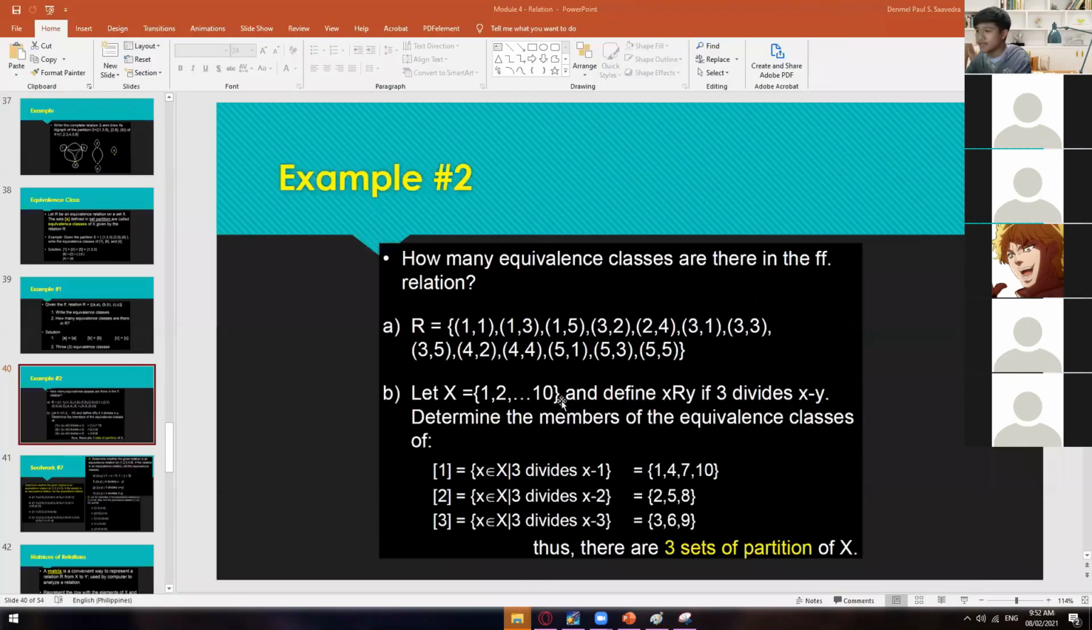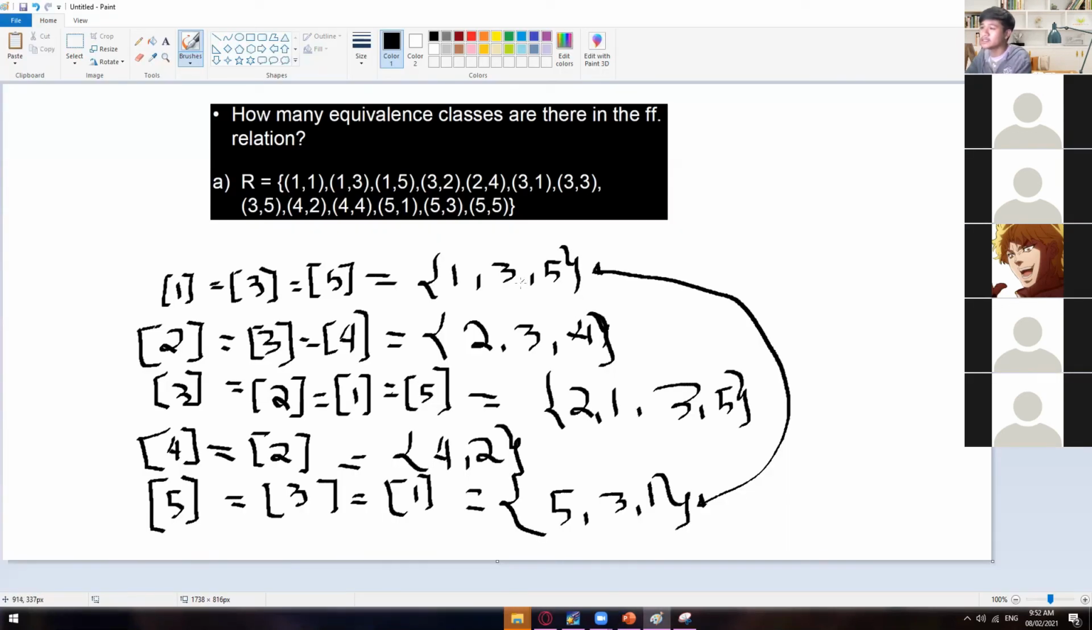Okay. So the question here is, how many equivalence classes are there in the following relation? As you can see, this is one class, another class, and then another class. But in here, we can eliminate the other one already since we already have this one. So we only have a total of 1, 2, 3, 4 classes.